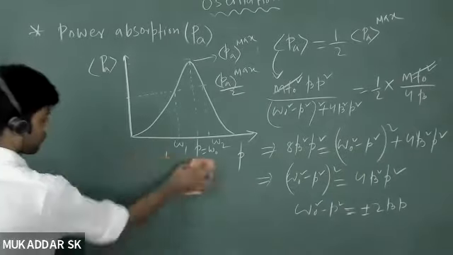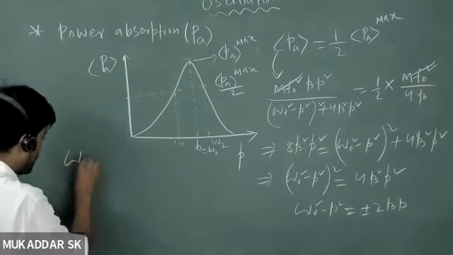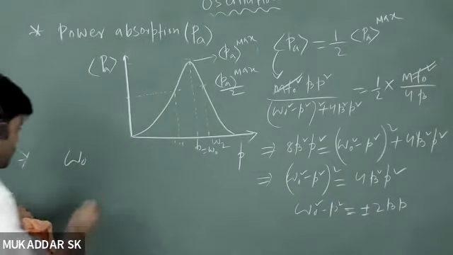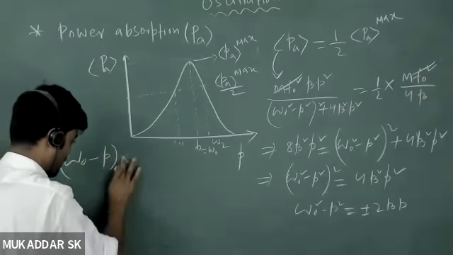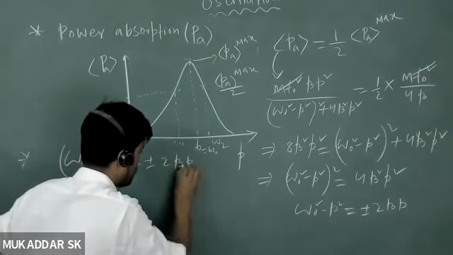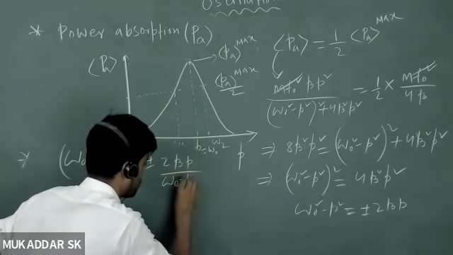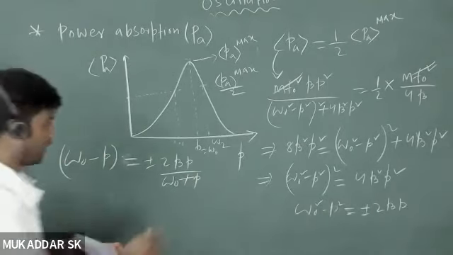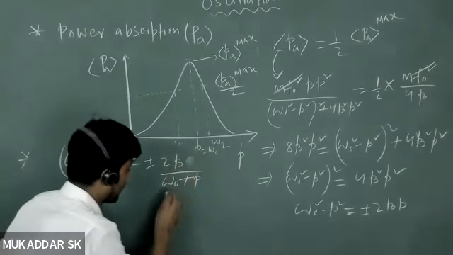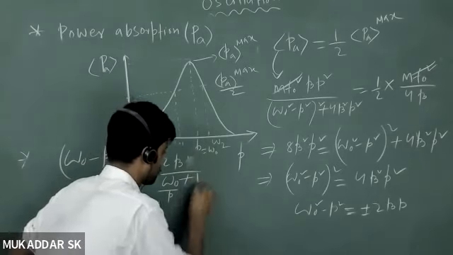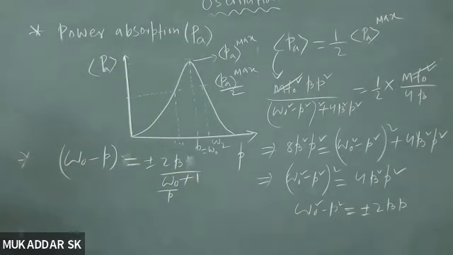Okay. So I can write omega naught square minus p square as omega naught plus p into omega naught minus p. On the right hand side I can write plus minus 2 beta p divided by omega naught plus p. Is it clear? Now if I divide by p, what I'll get is like this.